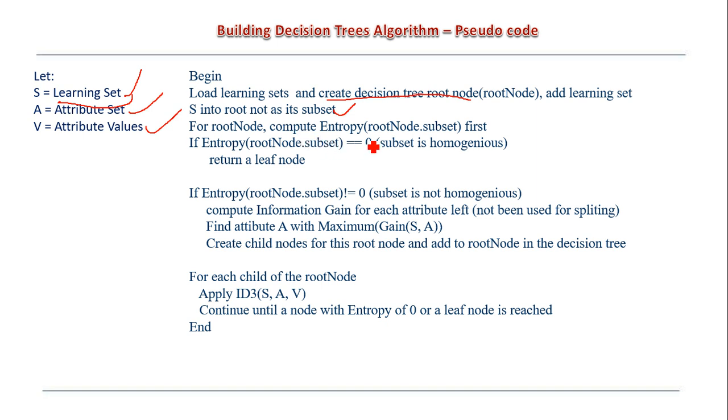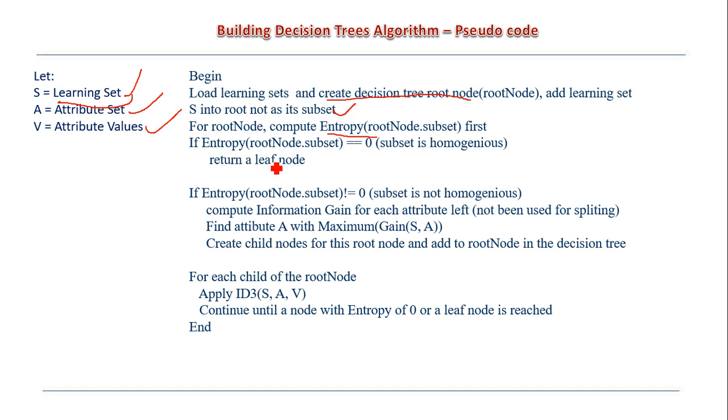Entropy is a metric which is used to construct the tree, along with information gain. I'll talk about this in the next slide. The entropy of the root node we need to calculate first. Once we calculate the entropy value, based on that value only, the tree is going to split or not.